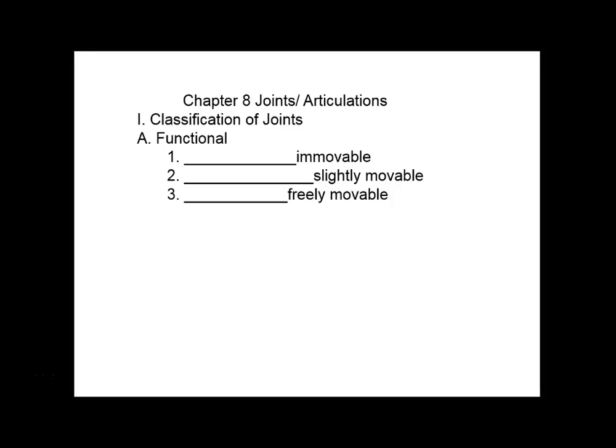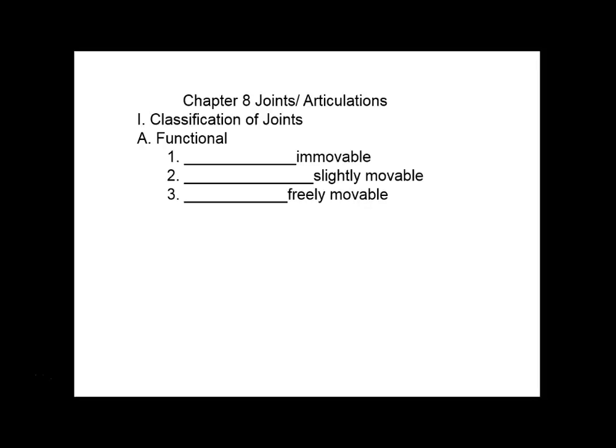And that leads us into Chapter 8, Joints and Articulations. Now, we're not going to cover this entire chapter. We're just going to look at the different types of joints based functionally and structurally, and then we're going to talk about the movements produced at joints. So we're not going to spend a lot of time on Chapter 8.